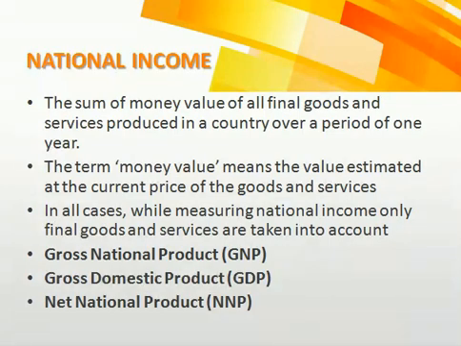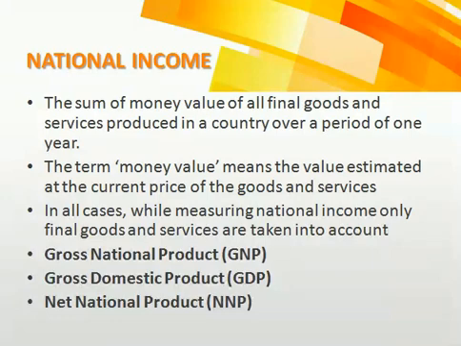National income is the sum of money value of all the final goods and services produced in a country over a period of time. This period of time is generally taken as 1 year. So whatever the goods and services are produced, their final value, not the work in progress goods, the final goods and services which are produced, the money value which has been derived, that is being considered under national income. And this money value means the current price of these goods and services.